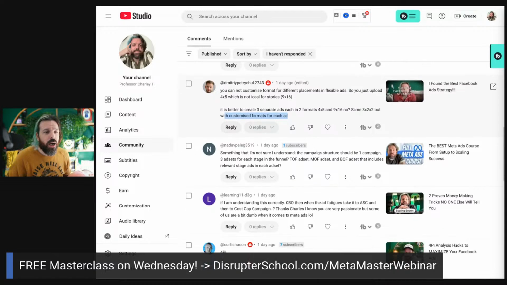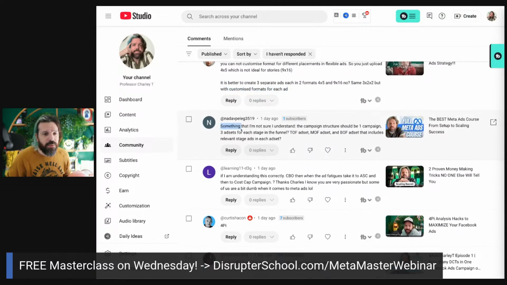All right. Nada. Something that I'm not sure I understand: the campaign structure should be 1 campaign with 3 ad sets for each stage in the funnel, TOF, MOF, BOF, and that includes relevant stage ads for each ad set. So this is from our meta ads course from setup to scaling success. No, Nada, or Nadav, I don't know. We're not interested in having 3 different ad sets for each stage in the funnel. Your creatives will be used by the platform differently. And we're going to address this here in just a minute in our second step.